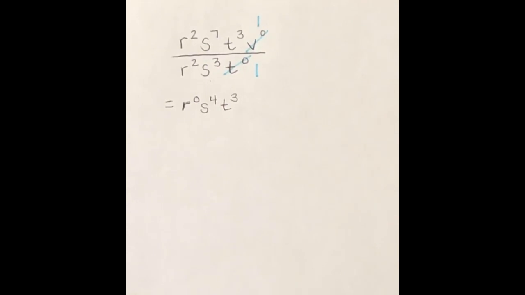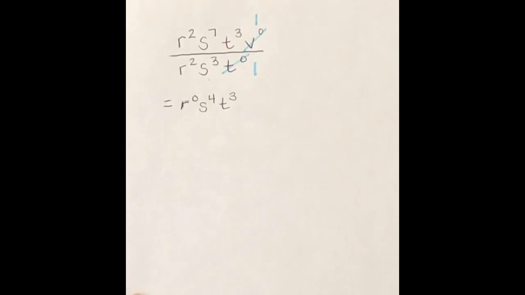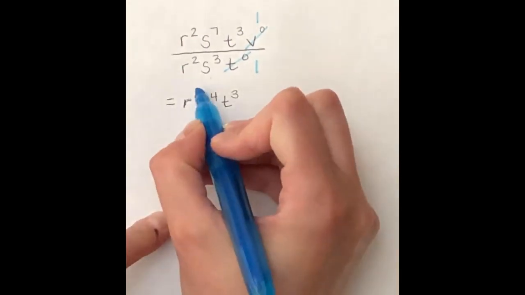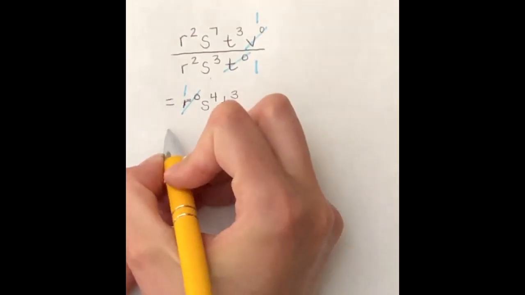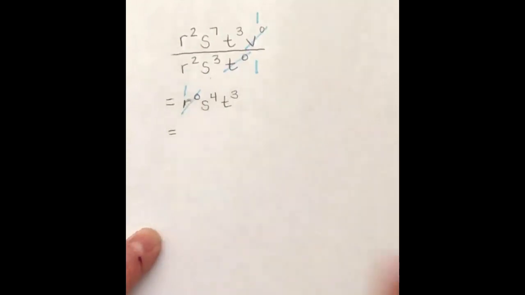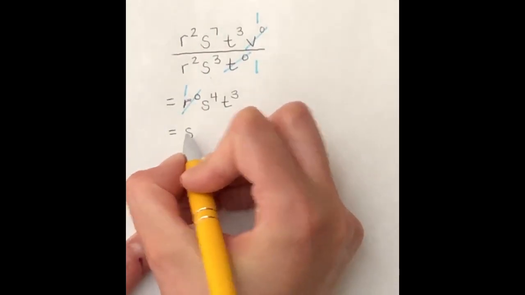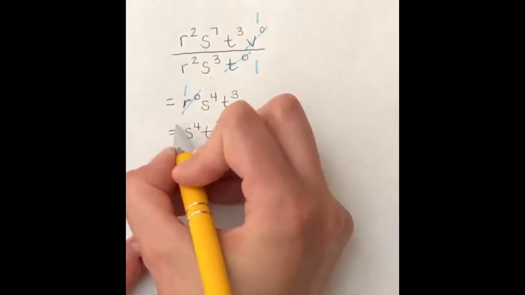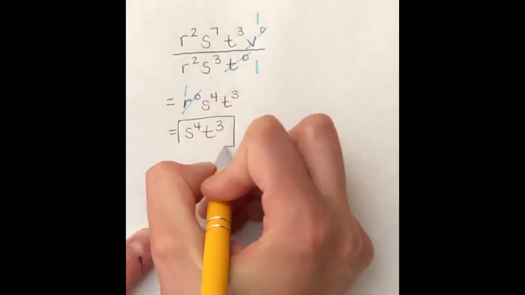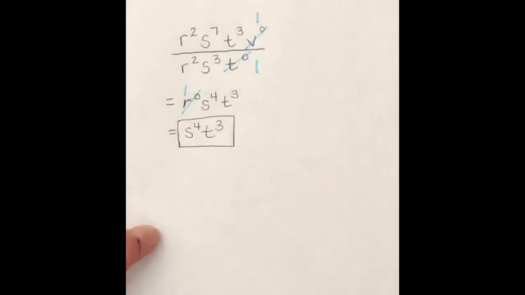So now I can do one more thing. What do you think that is? Yep, that r to the 0. What do we know anything to the 0 power is? It's really just 1. So my final answer, when I simplify everything down and write it as compactly as I can, I don't have to write the 1 here. So my final answer is just s to the 4th t cubed. And again, I can't combine those because the bases are not the same.